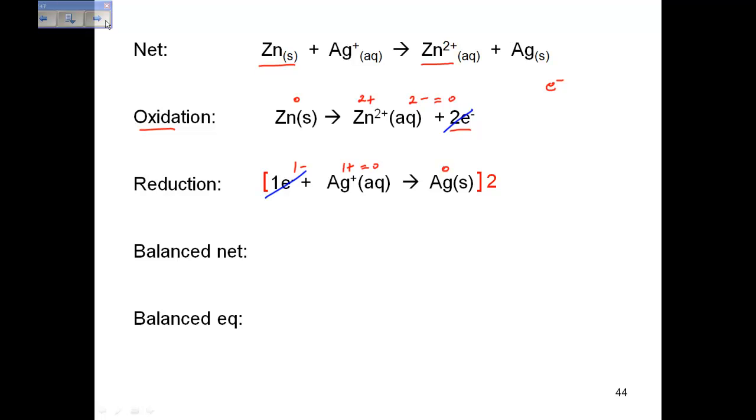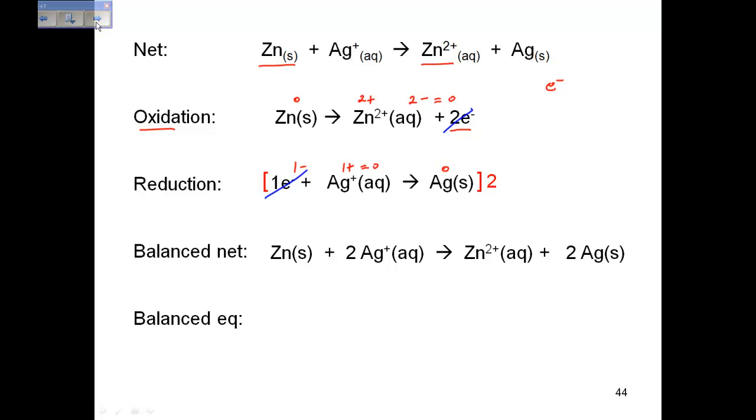The electrons cancel out, and I bring down everything else. So I'll bring down that zinc solid, my 2 silver pluses, my zinc 2 plus, and my 2 silvers. This is my balanced net ionic equation. Once I'm at this stage, everything should be balanced in atoms and charges. If you look at it, you see that I have 1 zinc on both sides, 2 silvers on both sides, and a total charge of 2 plus on my reactant side and 2 plus on my product side.